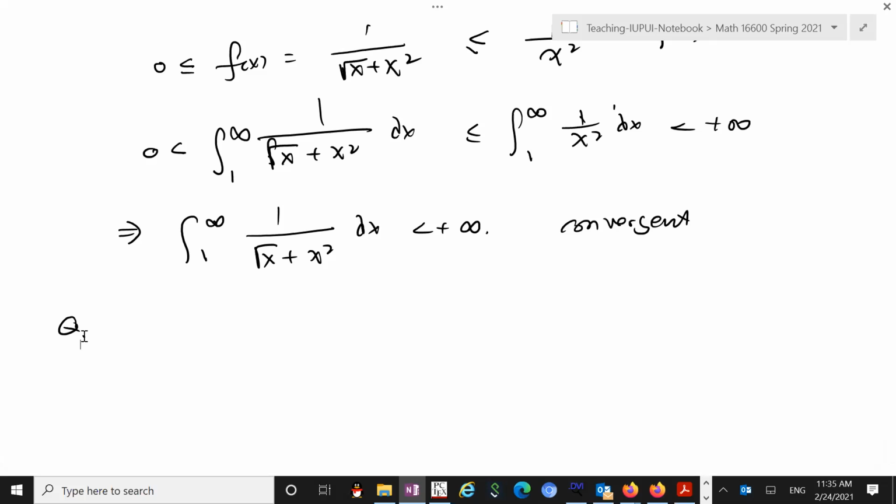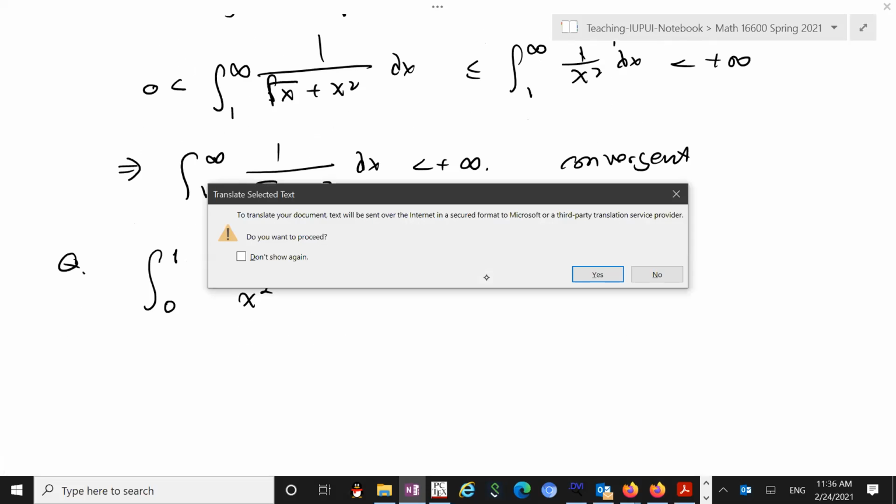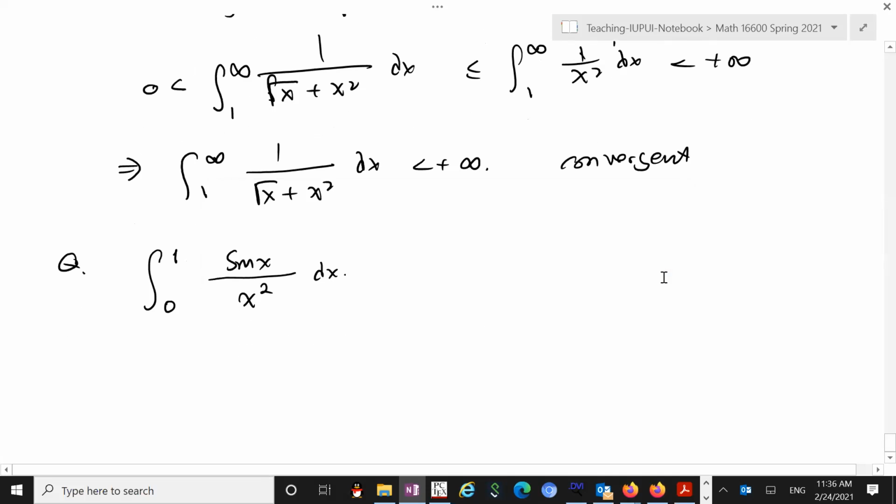Let's try another problem to compare. Okay. This is the integral from 0 to 1 of sine x over x squared dx, for example. All right, take a look at this function. This function is defined on the interval from 0 to 1, closed. So there's a trouble point here, an endpoint. So this is an improper integral.